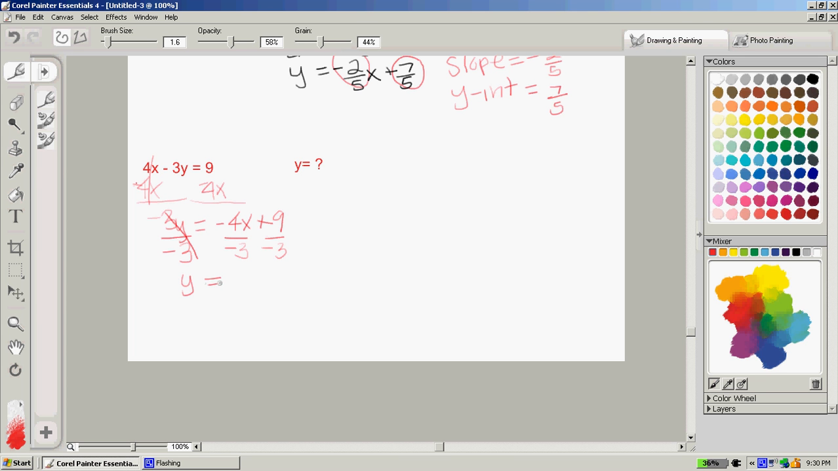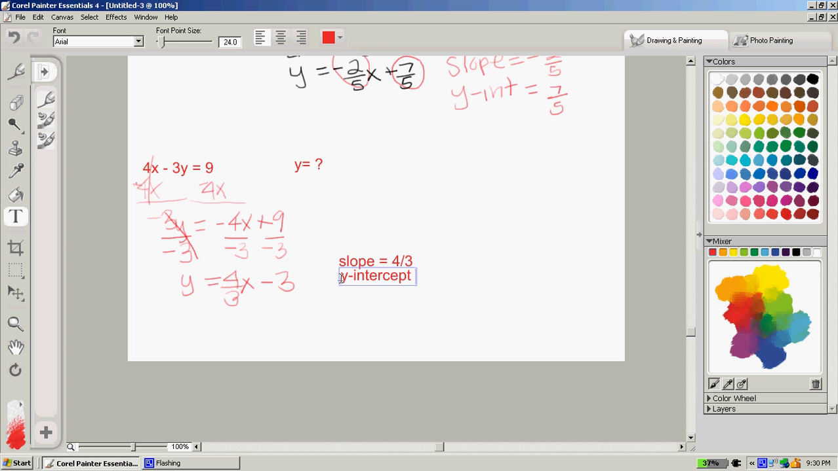Negative 3 divided by negative 3 is 1, so we are left with 1y equals, and a negative 4 divided by negative 3 becomes a positive 4 over 3x, and a 9 divided by negative 3 is negative 3. So our slope is, as we see right here, 4 over 3, and our y-intercept is negative 3. And that's how you change standard form to y equals mx plus b form.